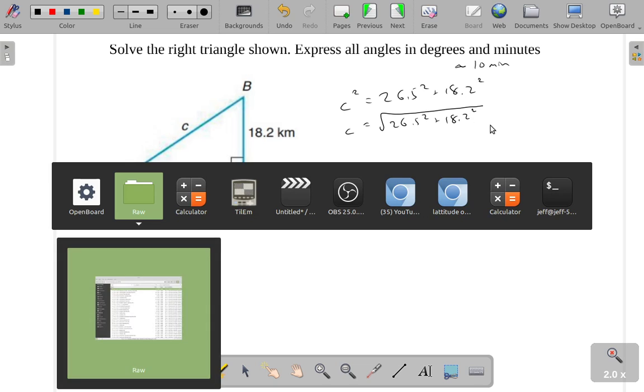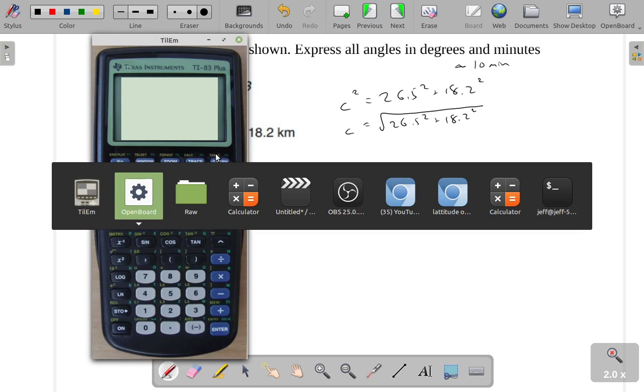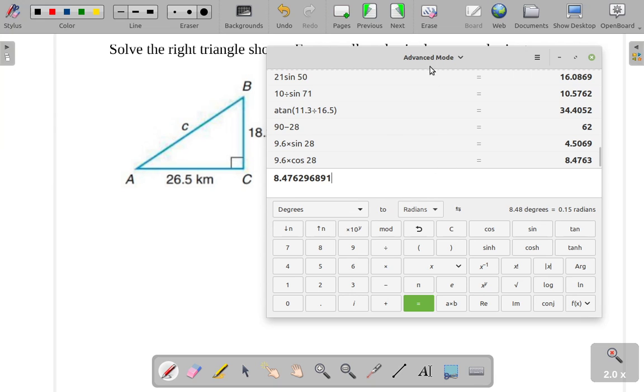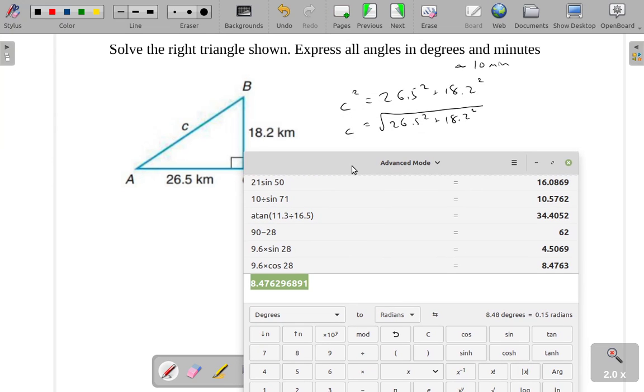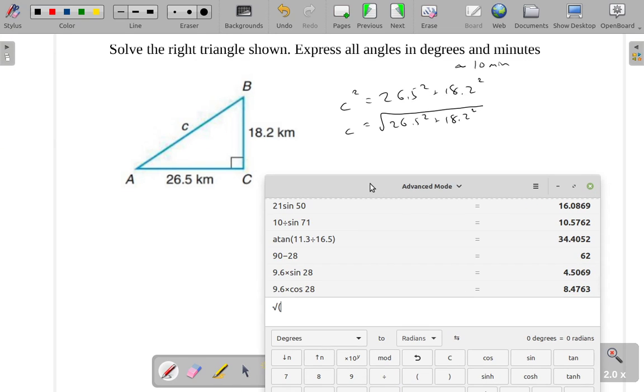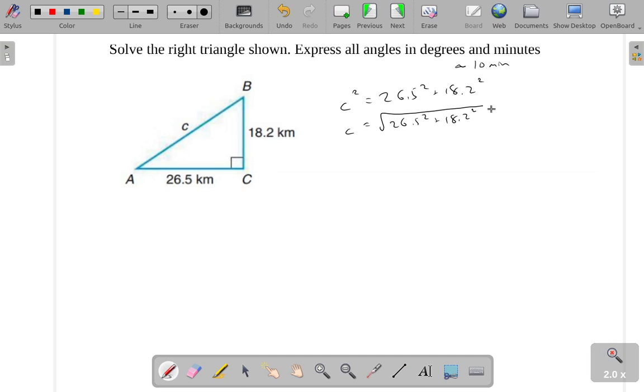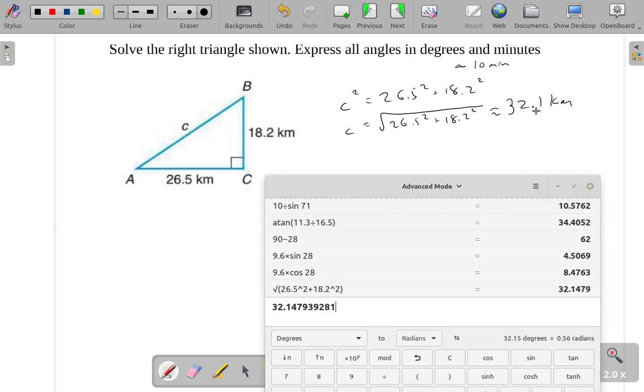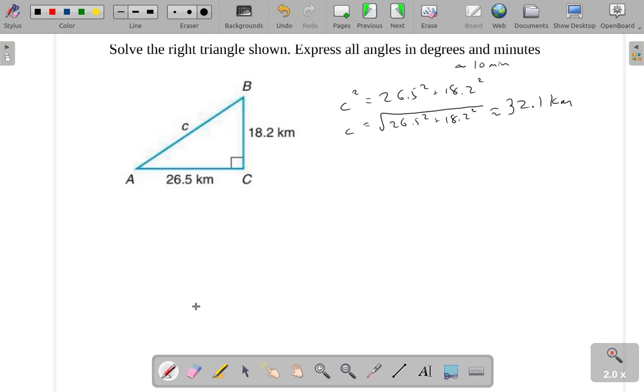So let me plug that into the calculator. We'll do, oops, wrong calculator. Get rid of that one. We have the square root of, parentheses, 26.5 squared plus 18.2 squared, which gives us 32 point, I'll go ahead and call that 32.1 kilometers. I'm rounding that to the nearest tenth because that's what these were each measured, rounded to. All right, now I need to find some angles.